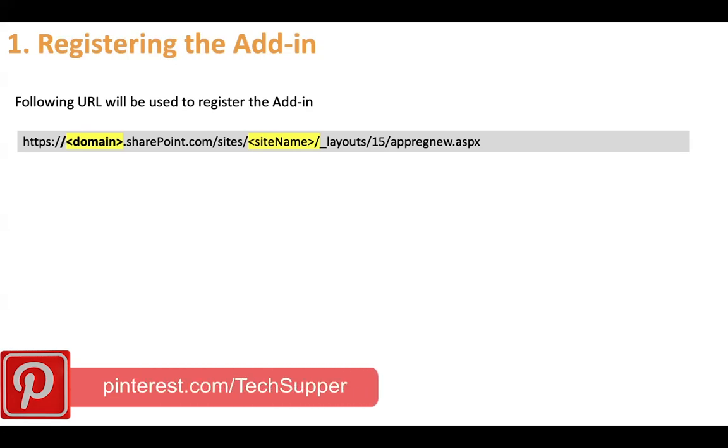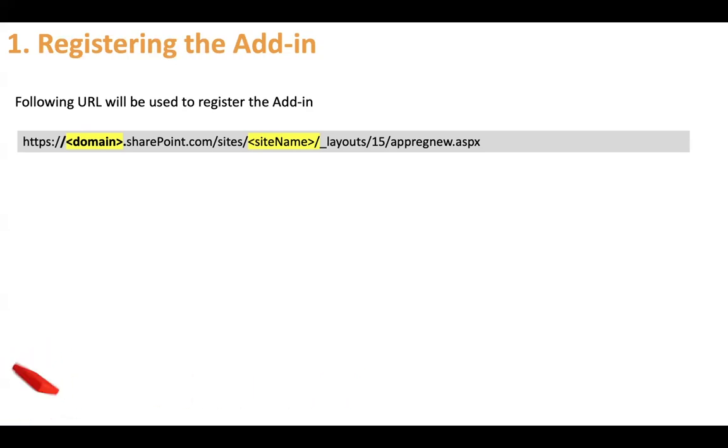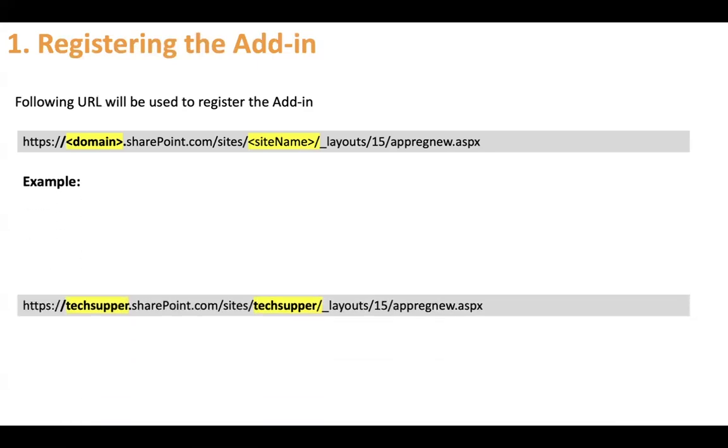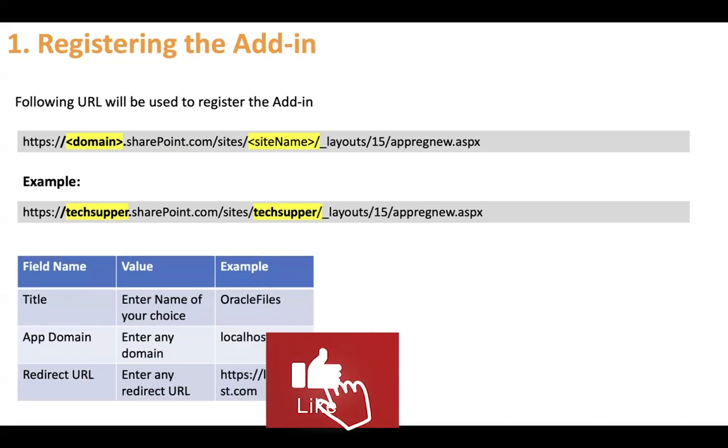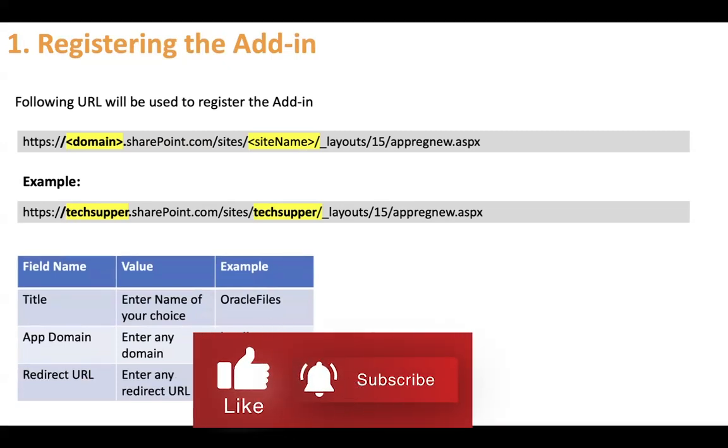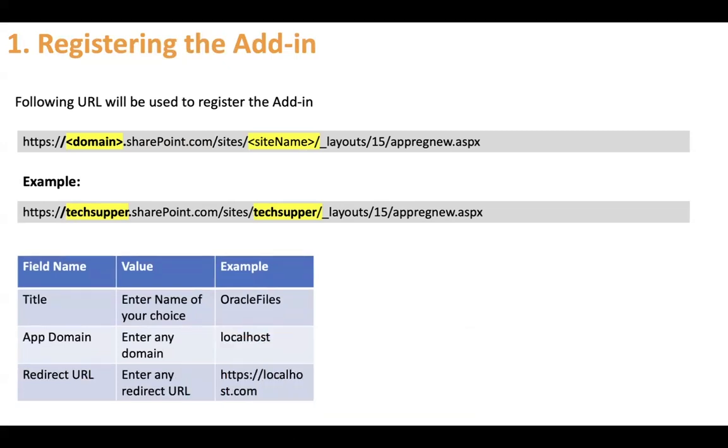followed by _layouts/15/appregnew.aspx page. Like my domain name is TechSupper. Unfortunately, my site name is also TechSupper, but the domain can be different, and the site name can be different. So that will become your URL. When you hit the URL, it will show a page where it asks you to enter a few things, like title, app domain, and redirect URL.